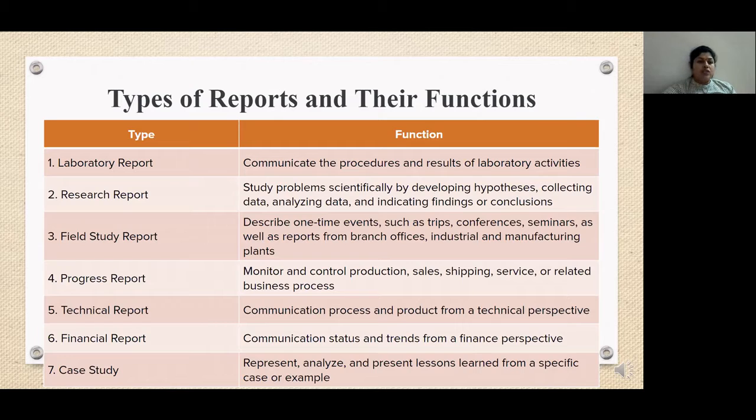As you can see, there are lots of types. There are many types of reports, and they have different functions, different ways, or different information which they communicate. So let's start today's session. The first report is the laboratory report. Let's discuss laboratory reports.